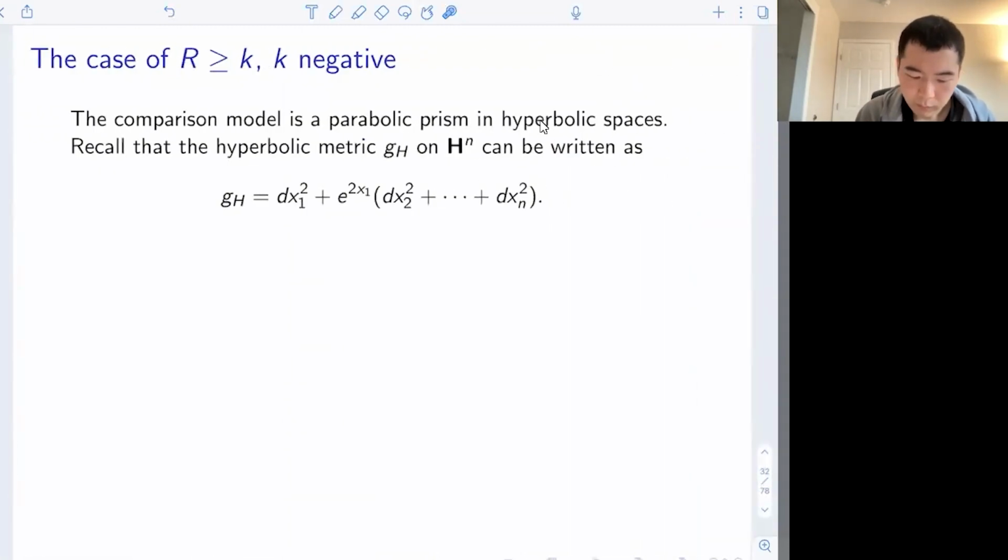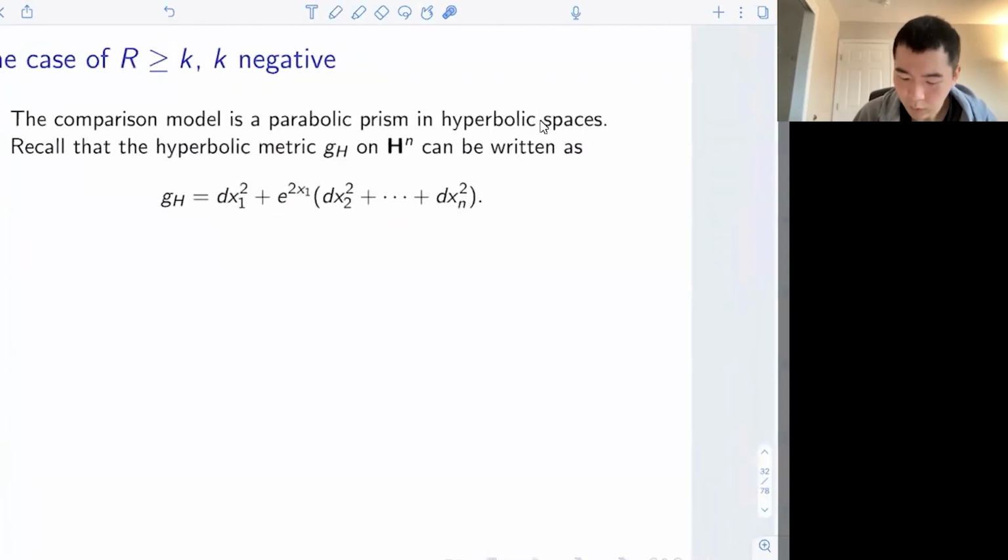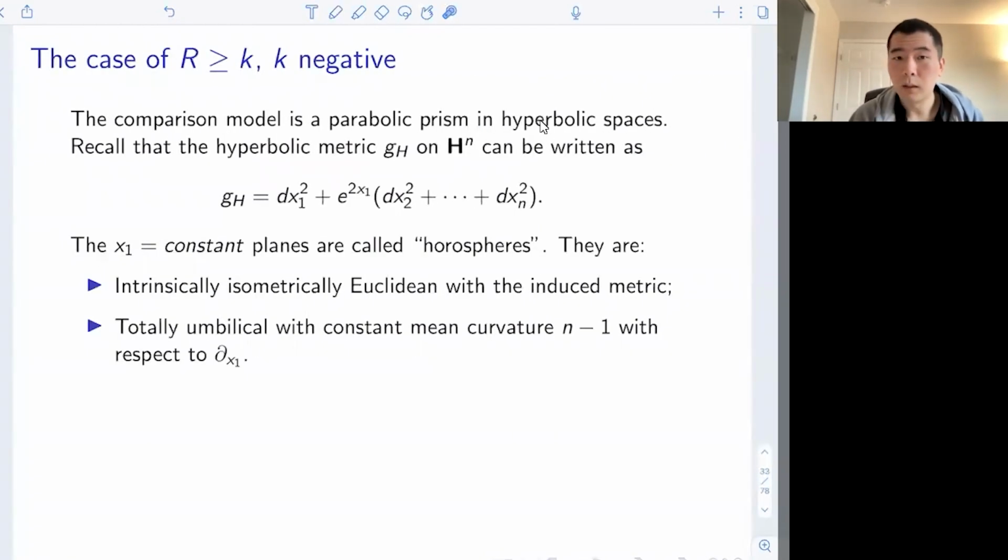Okay, so to state the theorem, let's recall that the hyperbolic metric has a particularly nice expression in this choice of coordinates. Namely, you can write it as dx1 squared plus e to the 2x1 times dx2 squared plus up to dxn squared. In these coordinates, the coordinate functions are special and nice in their way. In particular, the x1 equals constant planes are intrinsically isometrically Euclidean with the induced metric, right? Because if you take x1 equal to constant, then it's just isometric to the Euclidean metric.